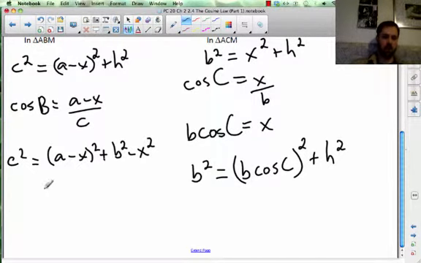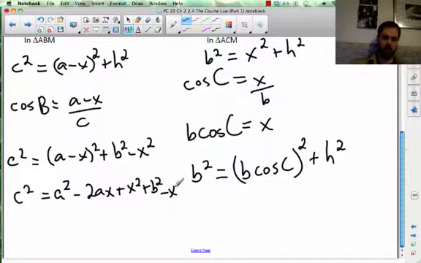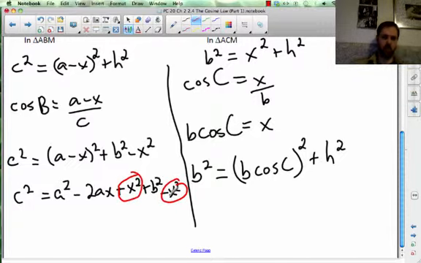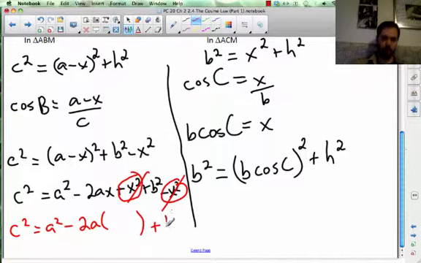Now expand this and start simplifying. C squared equals a squared minus 2ax plus x squared plus b squared minus x squared. And here's where you notice that the x squareds are going to disappear. So we have plus x squared minus x squared, and they're gone. So now we're looking at c squared equals a squared minus 2a times x, which I'm going to leave like that, plus b squared.